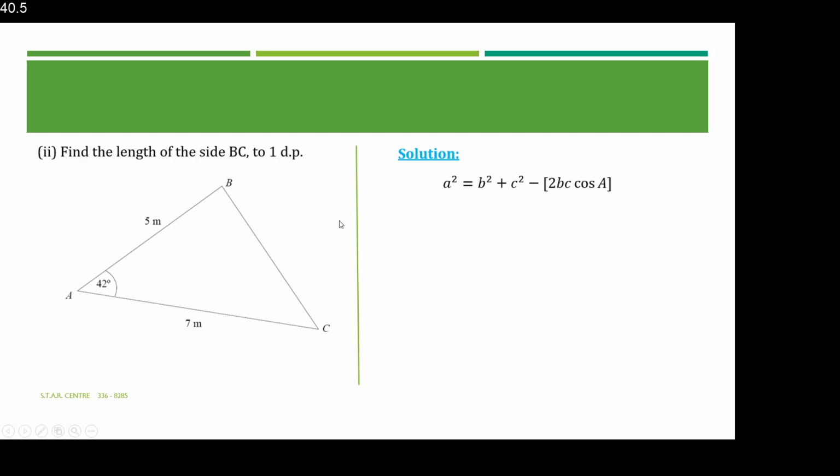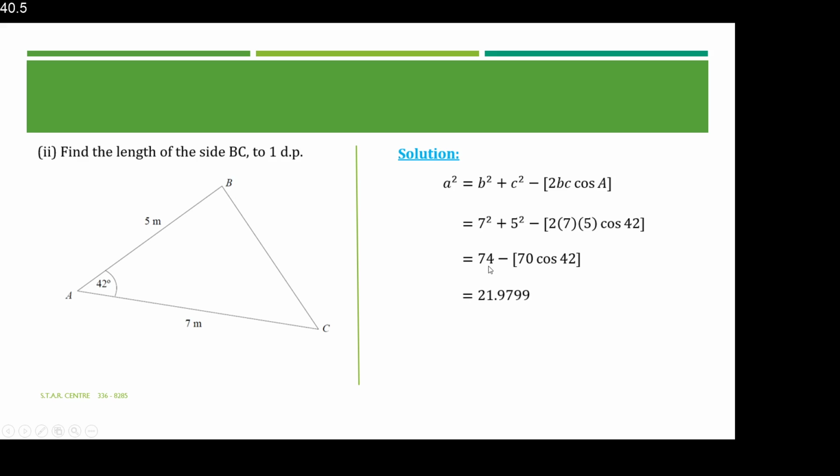So a squared would be what we want to find, so I'm leaving that as it is. b squared is the side opposite B, so that's 7 squared. c squared would be the side opposite C, so c squared would be 5 squared, minus 2bc cos of A. So that's cos of 42 degrees. So 7 squared plus 5 squared gives us 74. And in the brackets, 2 by 7 by 5 will give us 70.